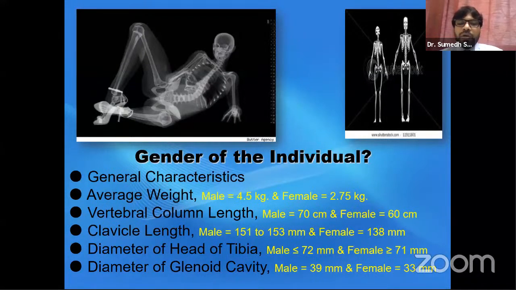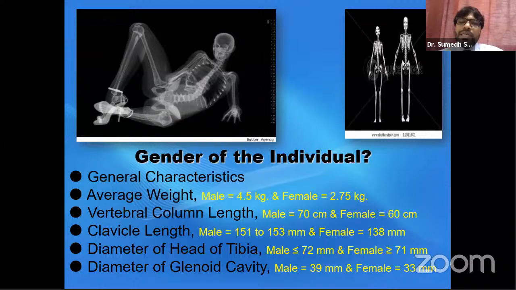If you see the vertebral column length, in case of male it is around 70 centimeter. In case of female, it is around 60 centimeter. This is a generalized approximation. Then the clavicle length in case of male is around 151 to 153 mm, and in case of female, 138 mm. The diameter of the head, in case of male, is more than or equal to 72 mm, and in case of female, less than 71 mm. The diameter of the glenoid cavity is also used.